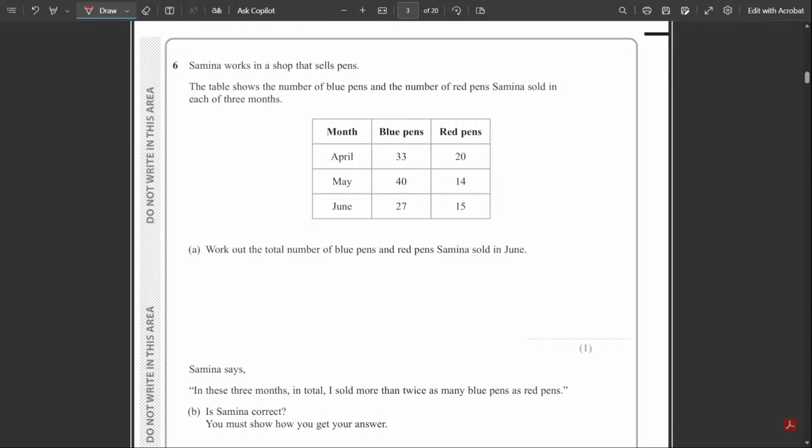Question 6. The table shows information about the number of blue pens and the number of red pens sold in each of these 3 months. Work out the total number of blue pens and red pens Miller sold in June. So June we had 27 blue and 15 red, so we're adding those two numbers together. 27 add 15. 7 add 5 gives you 12, carry 1 forward, so you get 4. So it's 42 pens that have been sold.